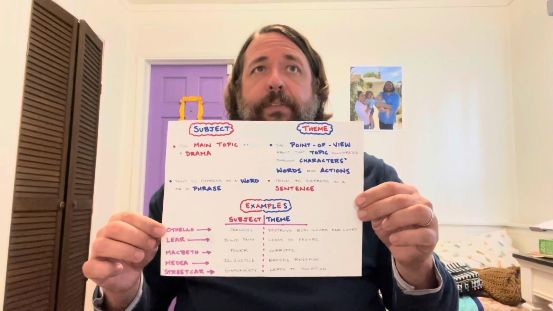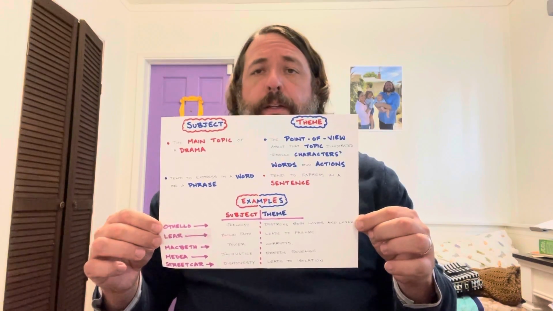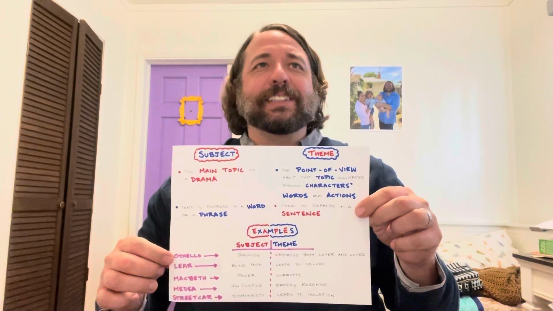For example, in Dunne's analysis, the subject of William Shakespeare's play Othello is jealousy, and its theme is jealousy destroys both the lover and the loved. In the format that Dunne recommends, a theme statement tends to follow that pattern, with the subject as the first word or words in the sentence that expresses the theme. Here are 4 more examples he provides.